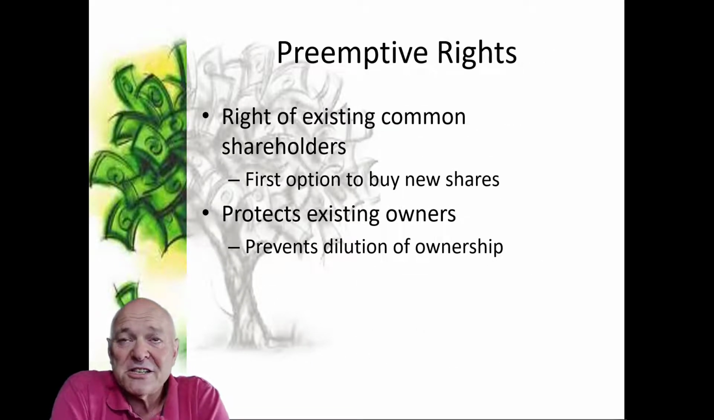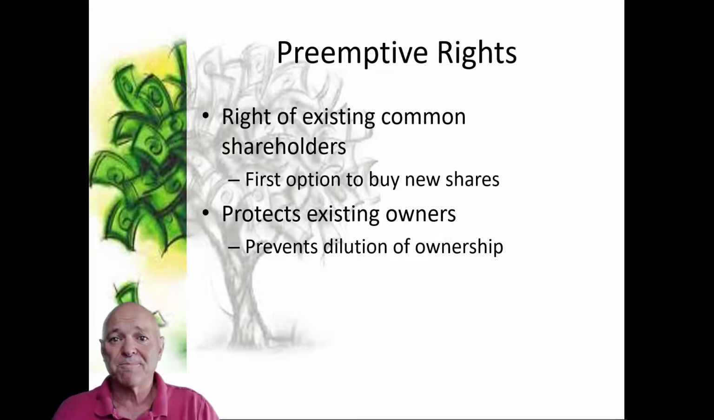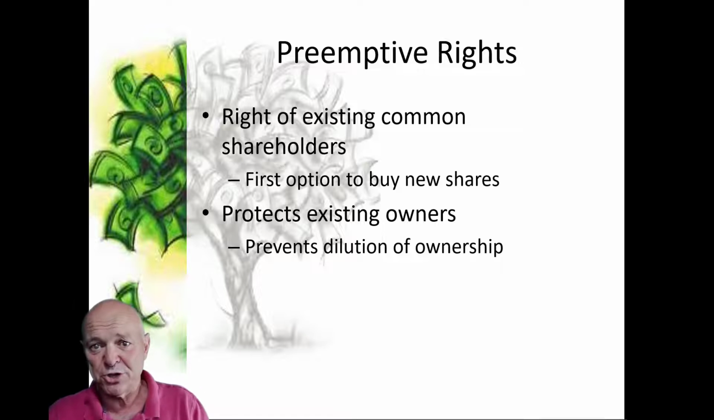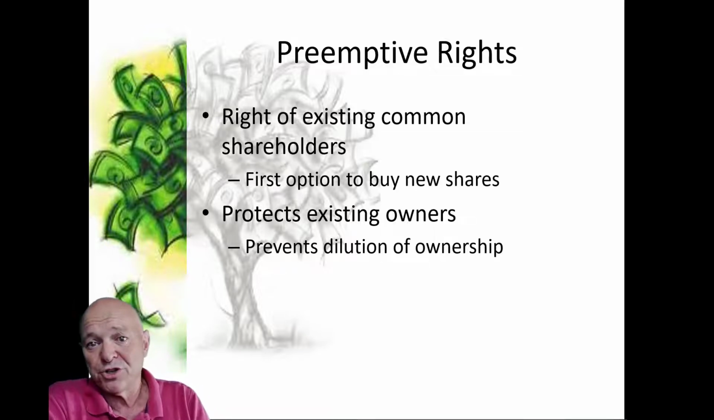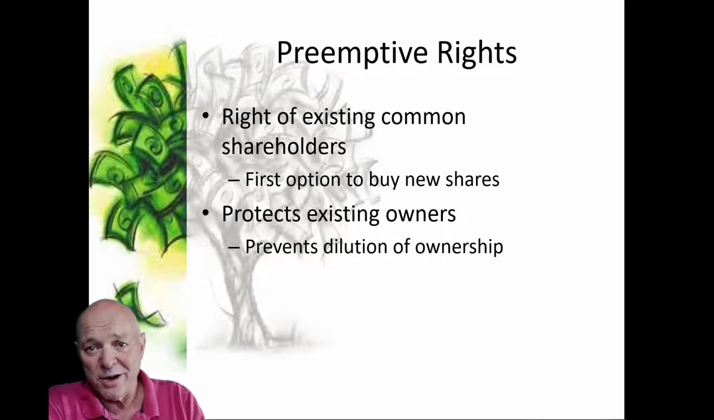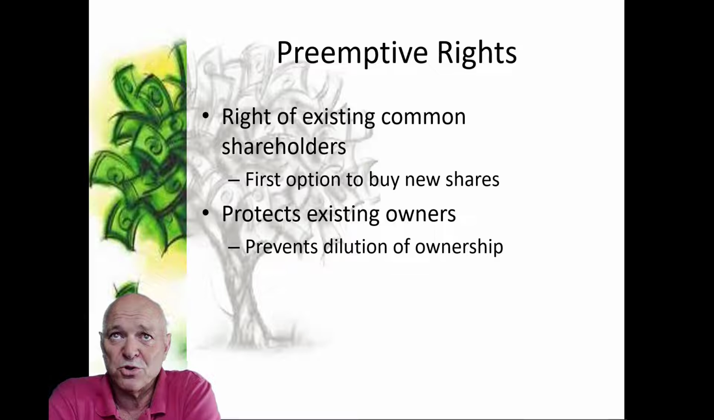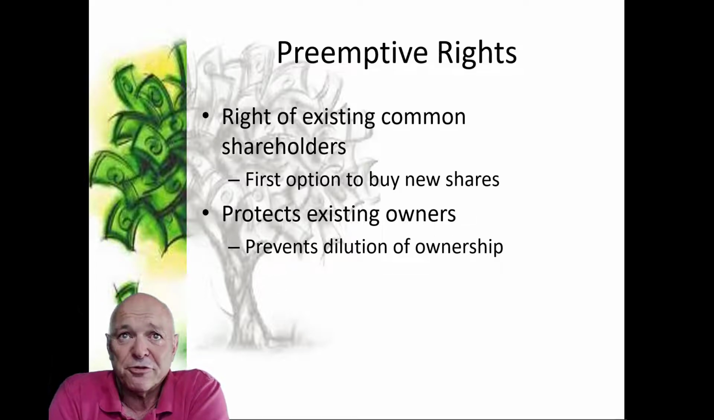Preemptive rights essentially means that you have a right of first refusal on any new shares that are issued. So if the company does a secondary issue, they go back and they sell some more shares, then you have a right to buy those shares in proportion to your current holdings. So if you own 5% of the company now, you have a right to buy 5% of those new shares. It protects you as an existing owner from some kind of dilution in your stake in the company.